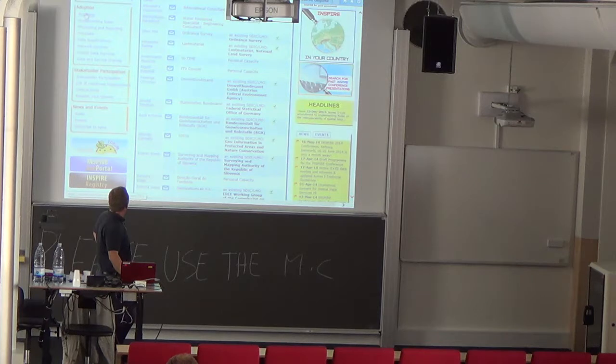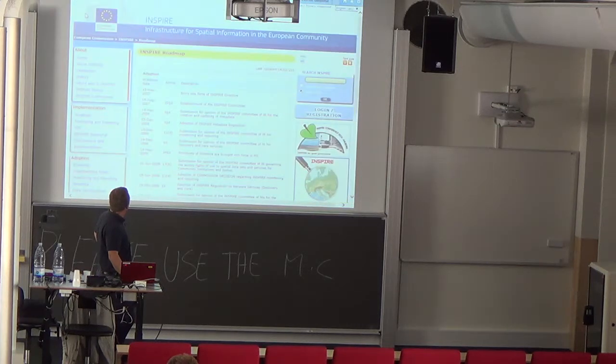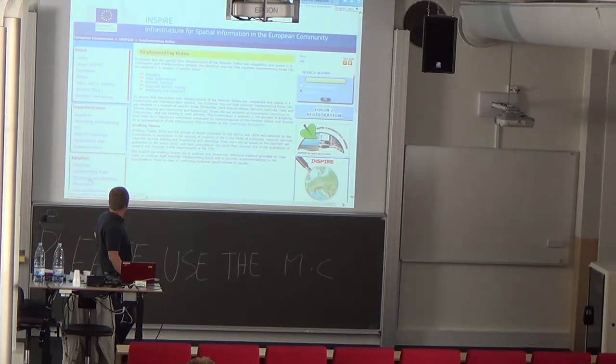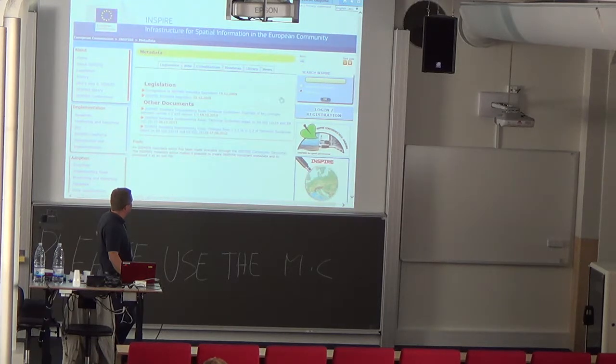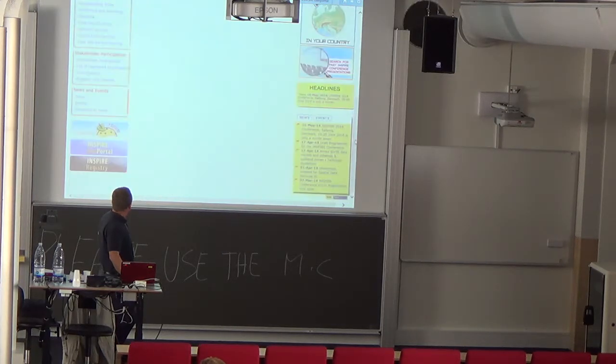In adoption, again, we have a roadmap, so you can follow how it is supposed to go on. Implementing rules, monitoring and reporting, metadata, data specification, and so on. Spatial data services and data service sharing. There is a section about stakeholder participation.